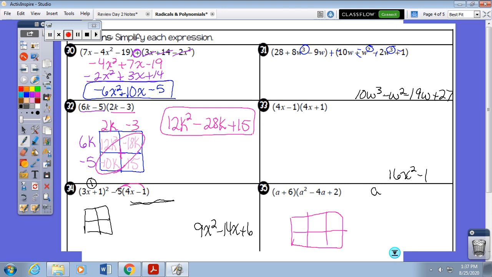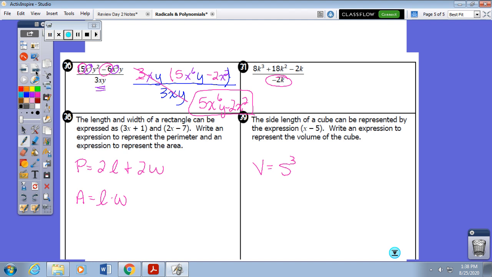35 is a cubed plus 2a squared minus 22a plus 12. Okay, so again, that's a 2 by 3 since there's 2 pieces here and 3 here. There'll be a and 6, and then a squared minus 4a and a positive 2. And remember, you're going to pull out all the terms and add them together as best you can. There, okay.